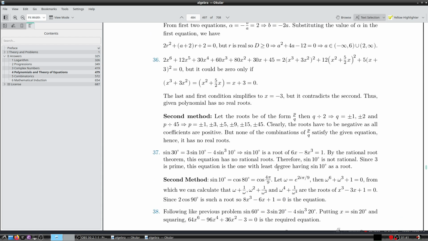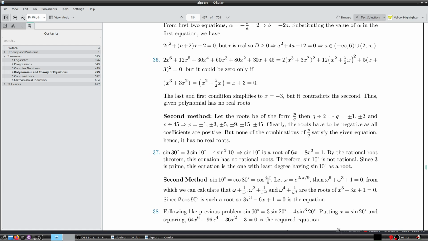The second method is quite involving. We have sine 10 degree is equal to cos 80 degree is equal to cos 4 pi by 9. Now we let omega is equal to e to the power 2i pi by 9. Then omega to the power 6 plus omega cube plus 1 is equal to 0, from which we can calculate that omega plus 1 by omega, omega square plus 1 by omega square, and omega to the power 4 plus 1 by omega to the power 4 are roots of the equation x cube minus 3x plus 1 is equal to 0. Since 2 cos 90 degree is such a root, 8x cube minus 6x plus 1 is equal to 0 is such an equation.